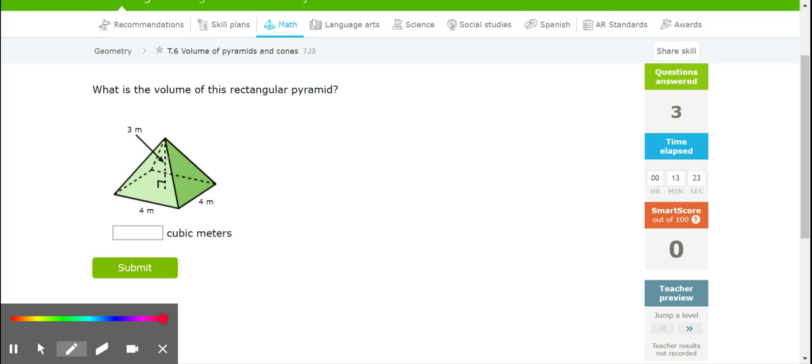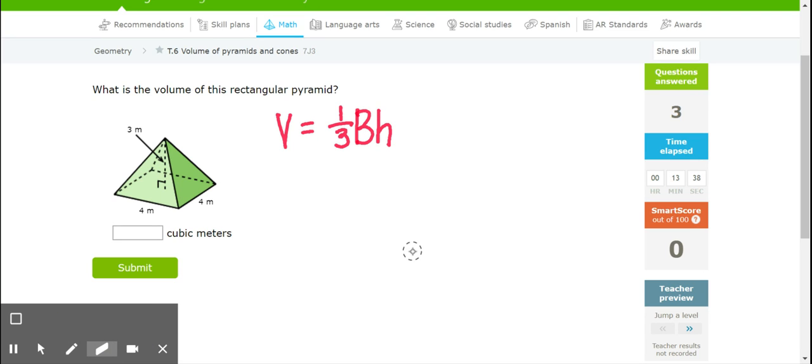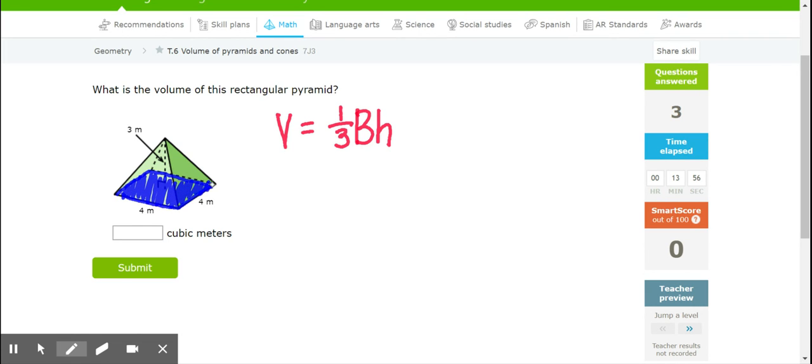So the first thing I'm going to do is on my scratch paper, I'm going to write down the formula for volume of a pyramid, which is volume equals 1/3 times capital B times H. Now we know that that capital B means the area of your base. My base in this diagram is the bottom of the pyramid, which is this square right here. That is my base. So I need to find the area of that shape.